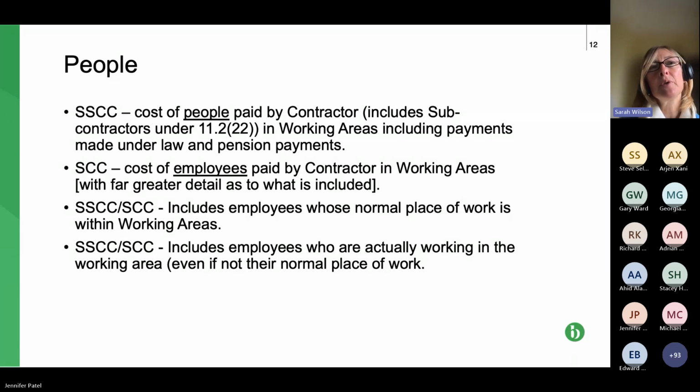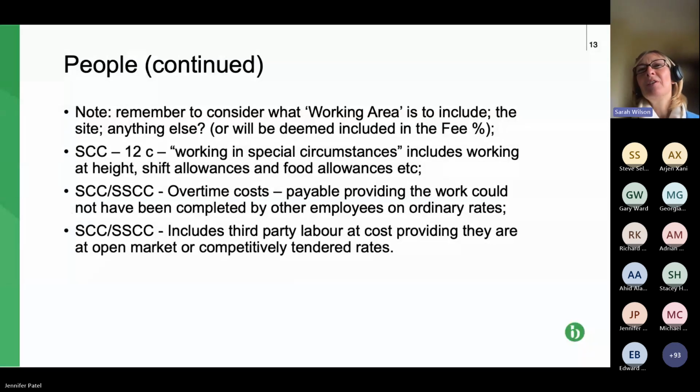And then the final bullet point for both the schedule and the shorter schedule, you can include in your claims employees. Oh, sorry, we've covered that. All right, I think this may be the next slide actually, that covers agency workers. So yeah, we've sort of talked about the working area.